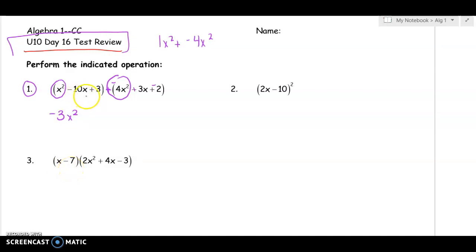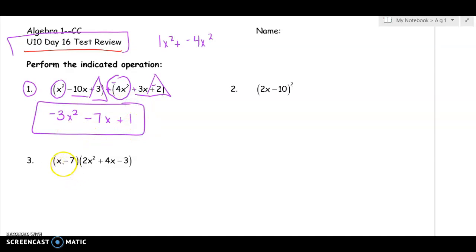Then you're going to go to the next term, negative 10x and 3x. Those can be combined because they both have an x to the first. Negative 10 plus positive 3. You can add those together, you get negative 7, and again, the exponent doesn't change. The last one is this plus 3 and a negative 2. 3 plus negative 2 is going to be a positive 1, so plus 1. All right, so that's how you add and subtract. You want to combine like terms, don't change the exponents.